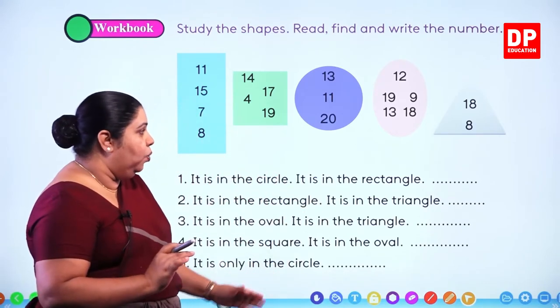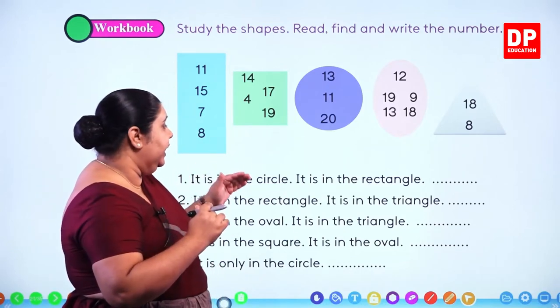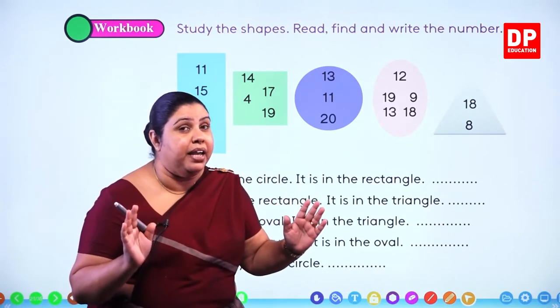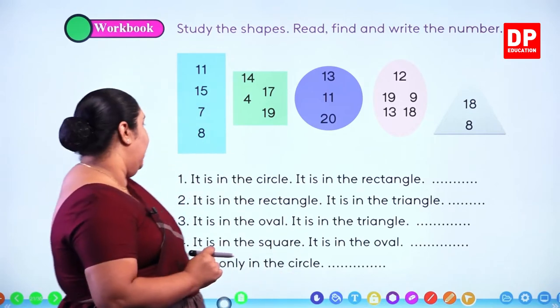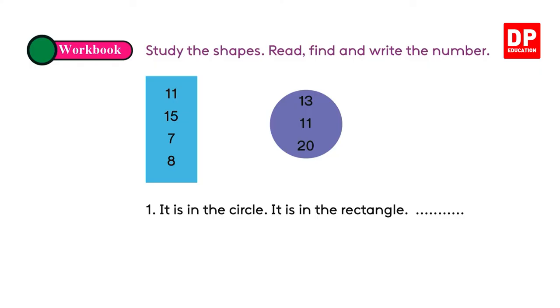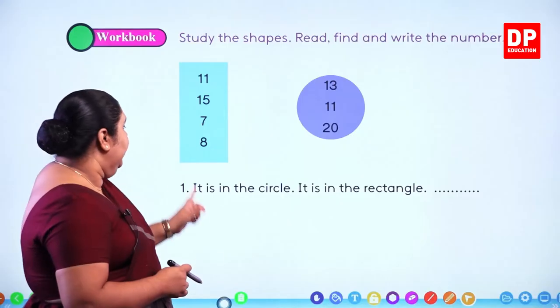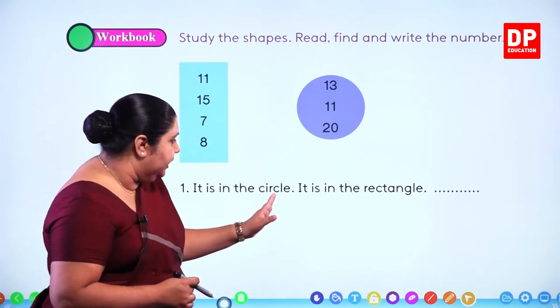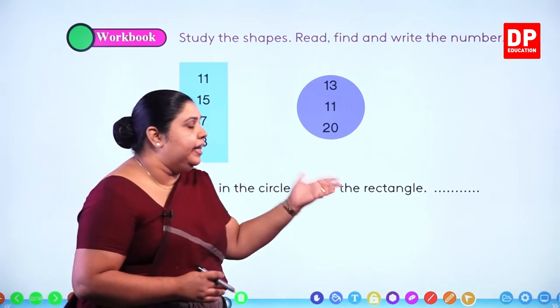Right? So now we will go taking these sentences one by one and we will find the answer. So the first one is, now study the shapes, read and find the answer and we have to write it. It is in the circle, it is in the rectangle.